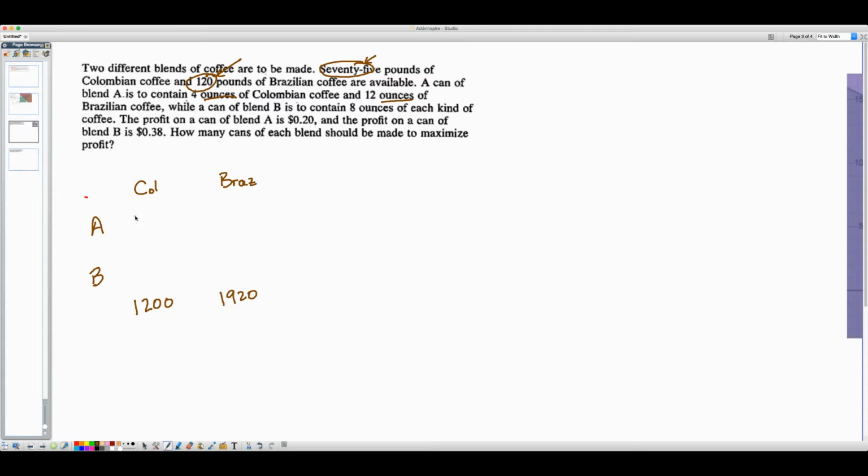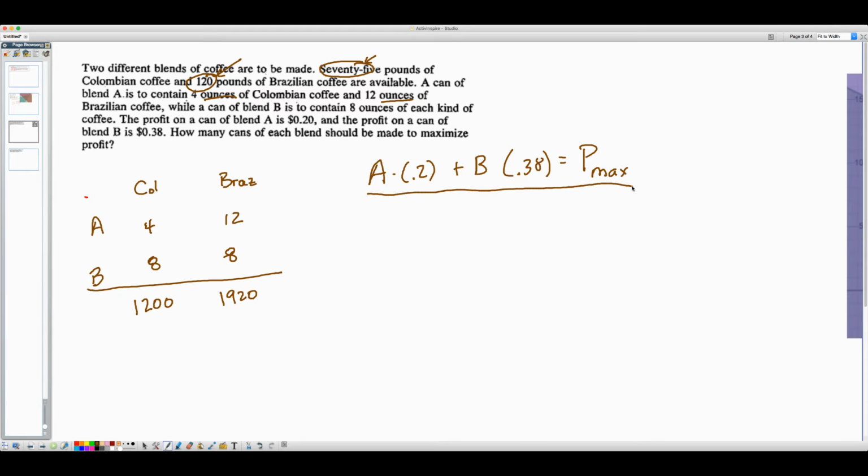4 ounces of Colombian and 12 ounces of Brazilian for blend A, and it'll be 8 and 8 for blend B. And we're looking for the profit, and the profit is how many ounces of A I make times 0.2 plus the B, which is times 0.38. And that's going to give me my maximum profit. We want to maximize the profit. So this is our optimization equation.